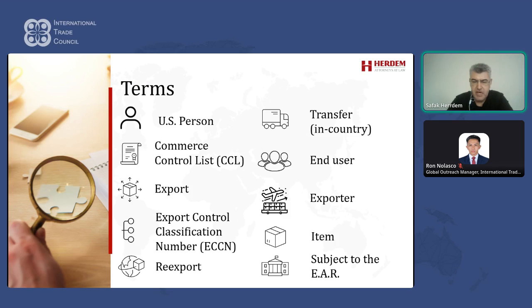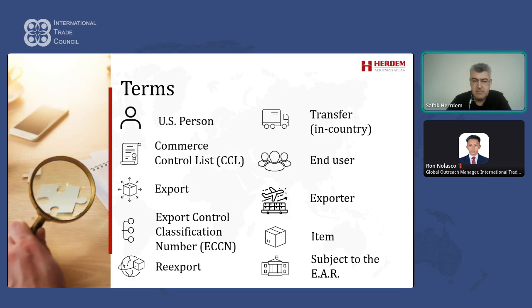There are some terms in the EAR that we need to know. First, let's have a look at the prominent definitions under the EAR. For example, the U.S. person. Who is a U.S. person? Many people may think that a U.S. person is only an individual. No, it's a very broad term: an individual who is a citizen of the United States, a permanent resident alien of the United States, or a protected individual; an entity organized under the laws of the United States or any jurisdiction within the United States, including foreign branches; and any person physically located in the United States.